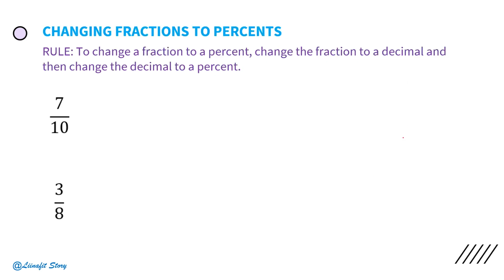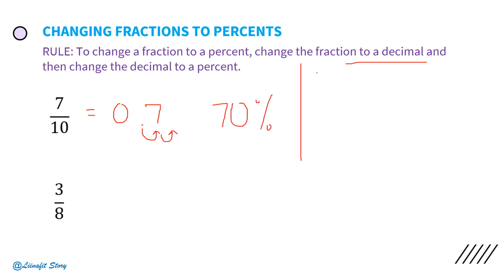Changing fractions to percents. Rule: to change a fraction to a percent, change the fraction to a decimal, and then change the decimal to a percent. For example, 7 out of 10 means 7 divided by 10 equals 0.7. After that, move the decimal point 2 places to the right: 1, 2. So it equals 70%.